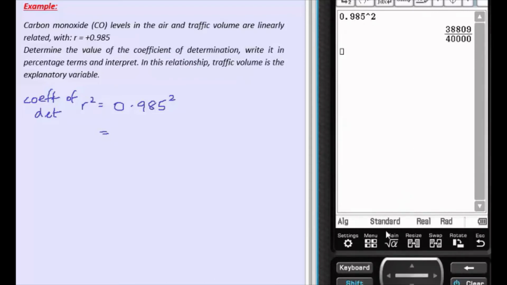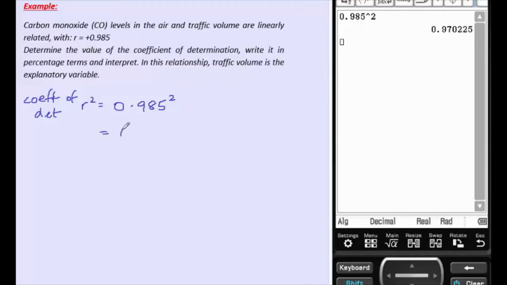So what we're going to do then is hit this button, standard to decimal, and it'll give us the decimal of 0.9702. So I'm going to write that down, 0.9702. Now, that's this done.